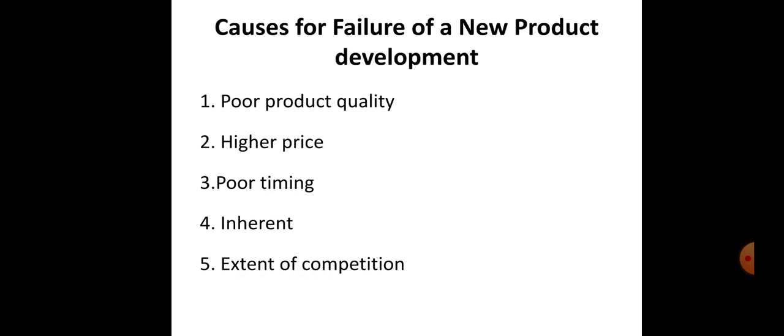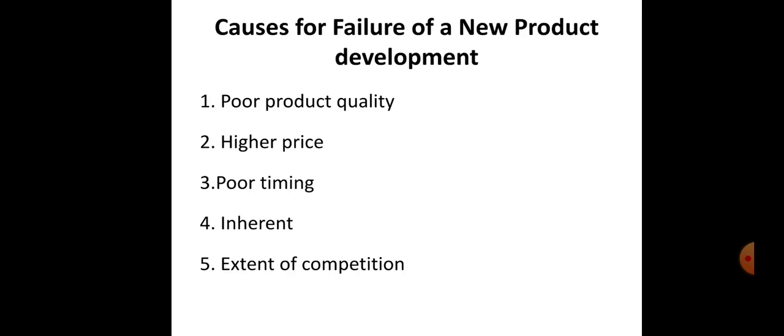Poor timing. It is important that a product, to be successful, is introduced in the market at the right time, the correct time. If it is introduced at an unsuitable time, it may turn out to be a failure. For example, if publishers of the textbook usually bring out the books in the beginning of the academic year, if they do not do so, then what will happen? The product may become a failure. The textbook will become a failure. Students will not buy it.